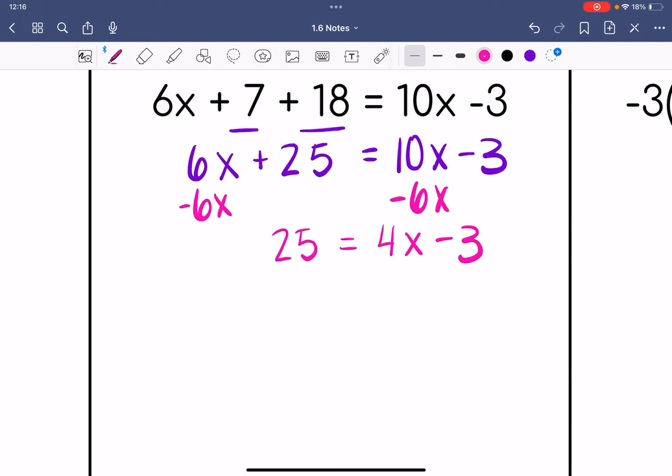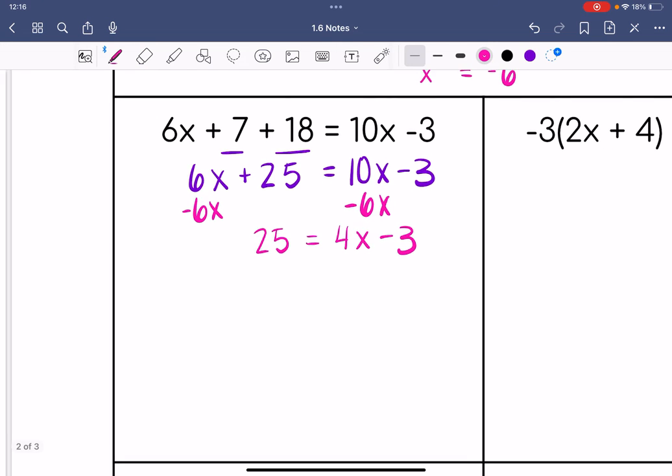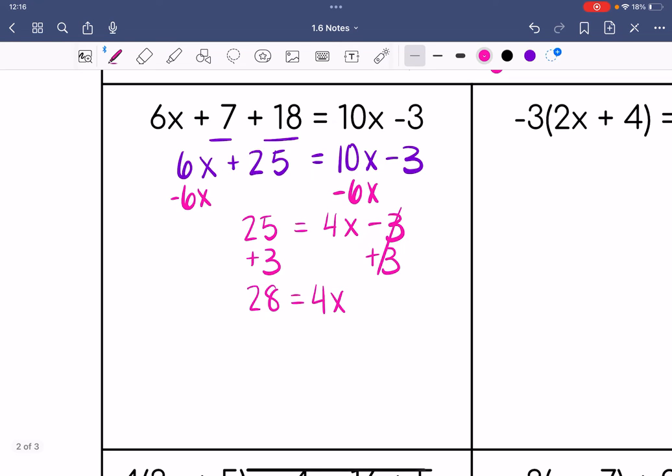From here, this is just a normal two-step equation. It looks a little bit different because our x is on the right side, but we solve it the same way, and x is going to end up on the right. So we're going to add 3 to both sides. Add 3 to both sides. I get 28 equals 4x. That minus 3 and plus 3 cancel out. It's just 4x. And at the very end here, I'm going to divide by 4 on both sides. And I will get that 7 equals x.